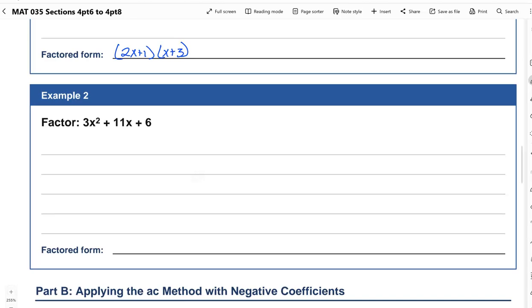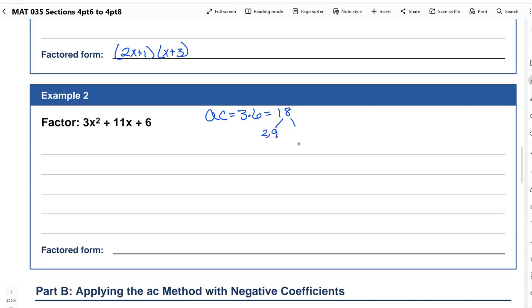Example 2, we have 3x squared plus 11x plus 6. It's going to work the exact same way. Okay, now the first and the last terms do have a 3 in common, but because that 11x doesn't have a 3 in common, I can't factor out a GCF. There's actually not a GCF for all three terms. So let's use our AC method. 3 times 6 is going to give us 18.